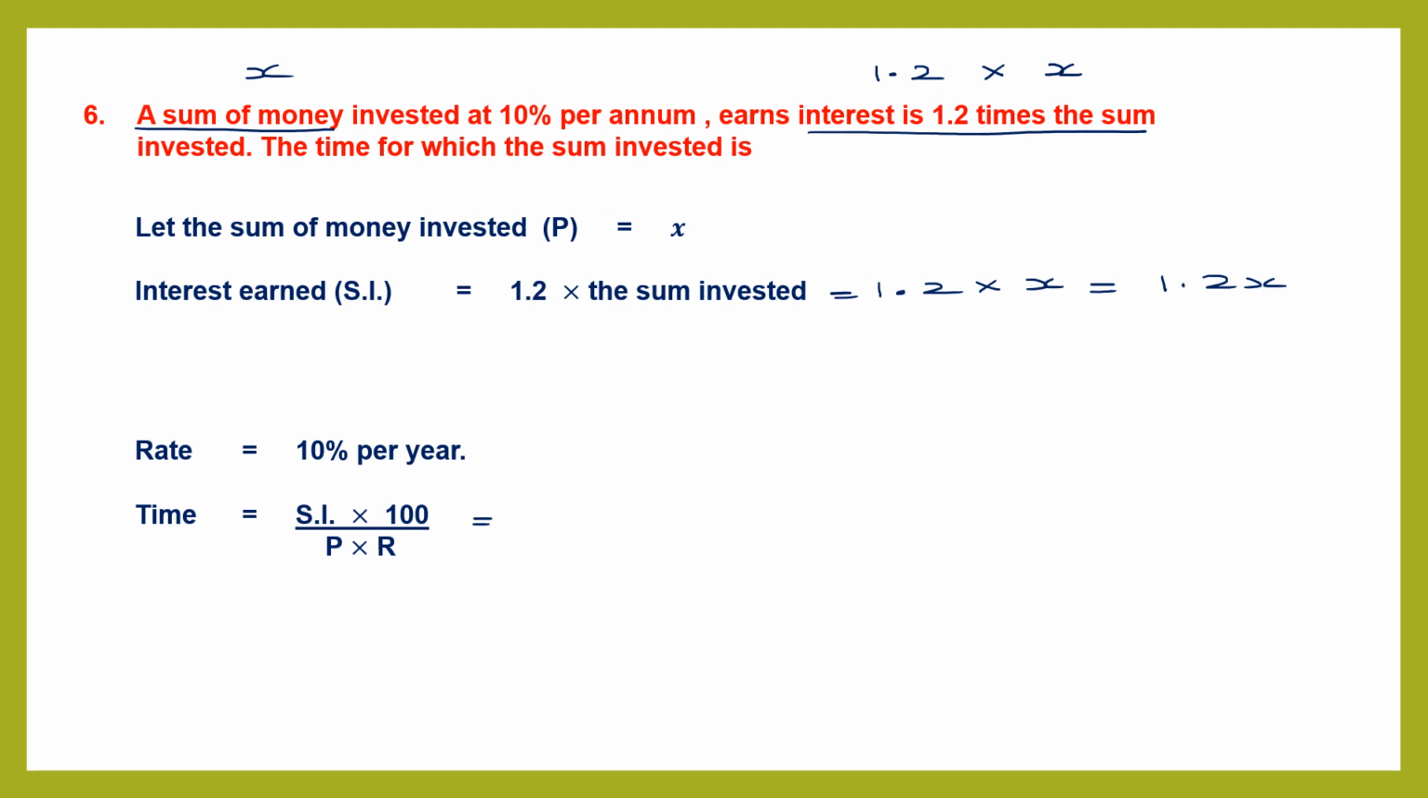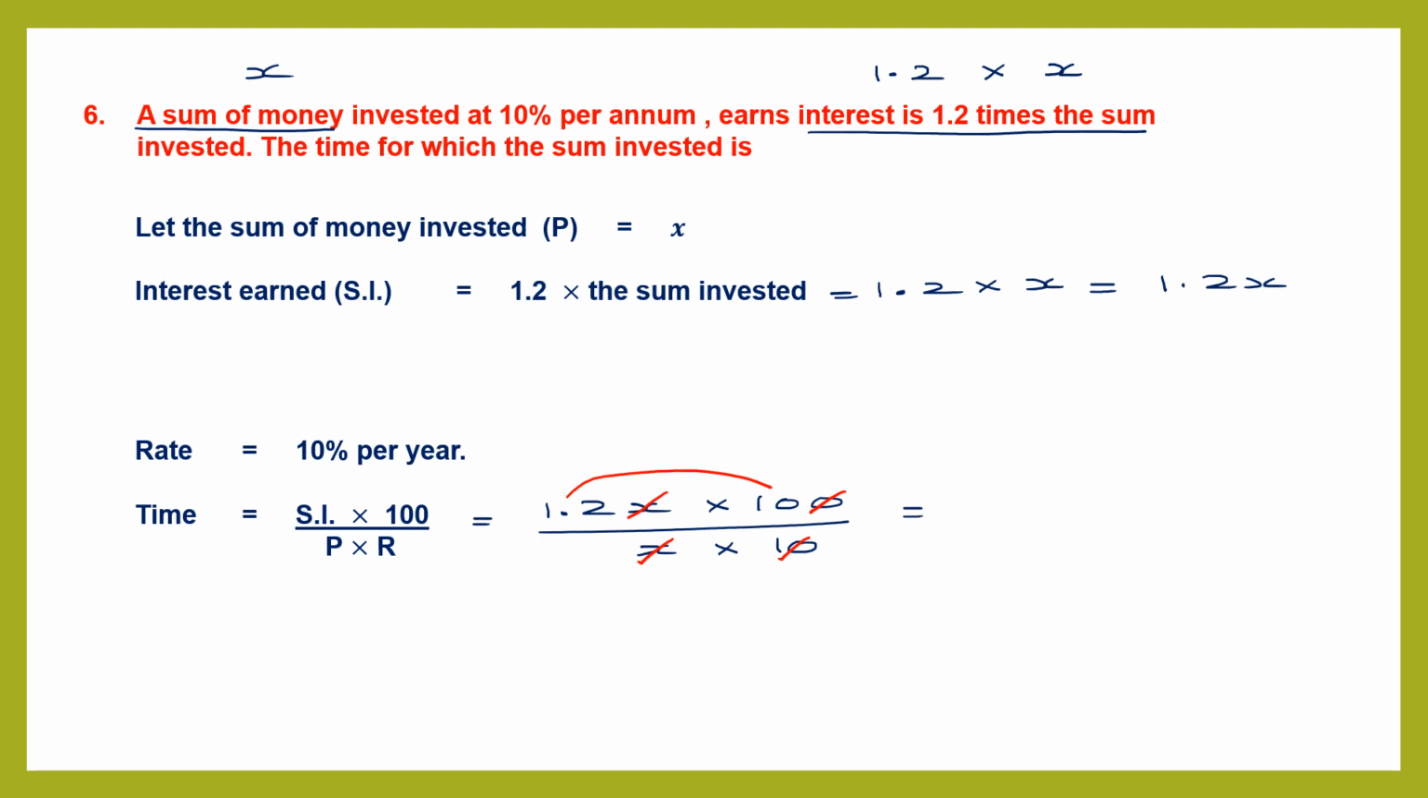So SI, how much is simple interest? 1.2x into 100. And what is the principal? The principal is X. And what is the rate? The rate is 10% per year. Again, let's cancel. So here we can cancel this X and X. I can cancel 1 0 here. Now I multiply 1.2 into 10.